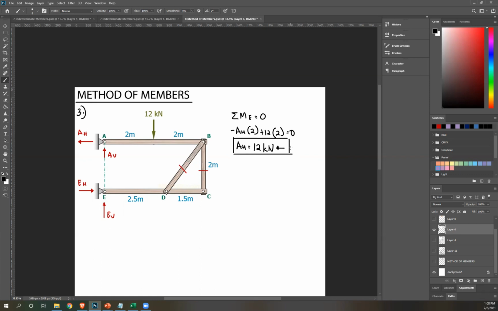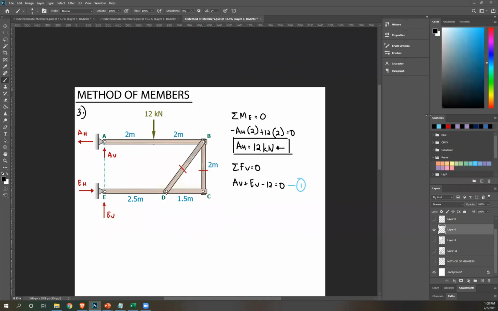Positive 12. Okay, that's one of our answers. Positive, therefore correct assumption, it is indeed to the left. Next, the only two other equilibrium equations we have for the entire structure are summation of forces vertical and horizontal. Let's try vertical since I want to get AV. AV and EV are positive, so AV plus EV, then we have 12 downward, negative 12, equals 0. There's nothing to solve for there, so we'll just have this as equation number 1.